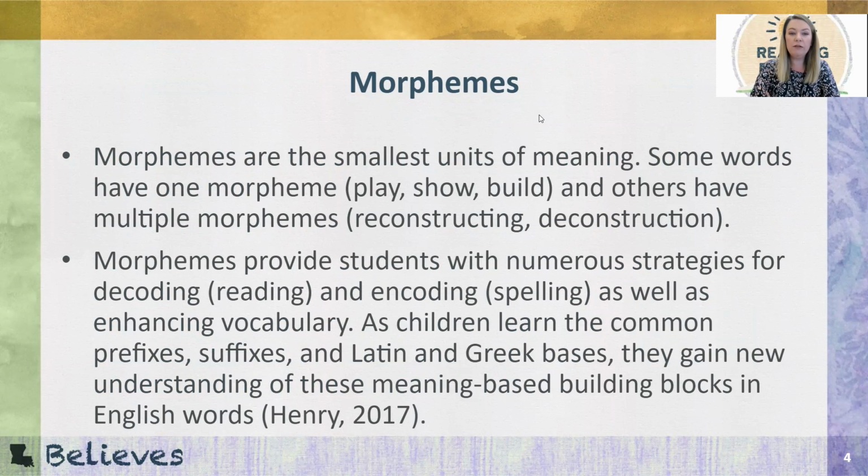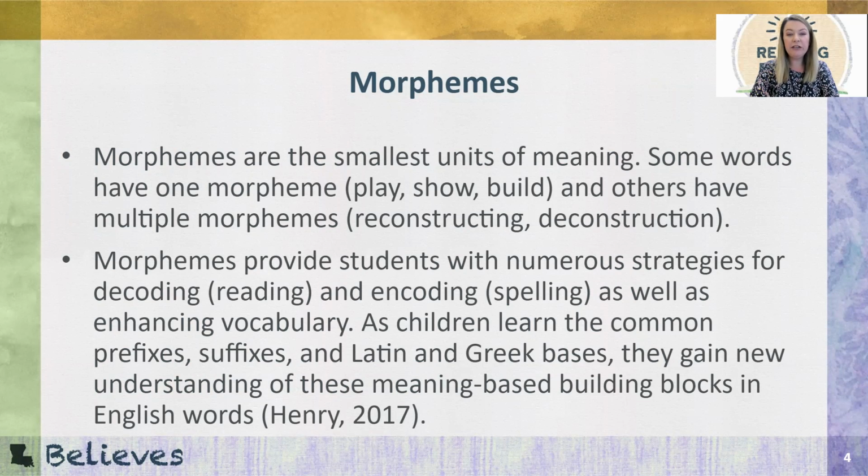So morphemes are the smallest units of meaning in a word. Some words have one morpheme, such as play, show, and build, and others have multiple morphemes. So for instance, reconstructing and deconstruction have 4 individual morphemes in them.